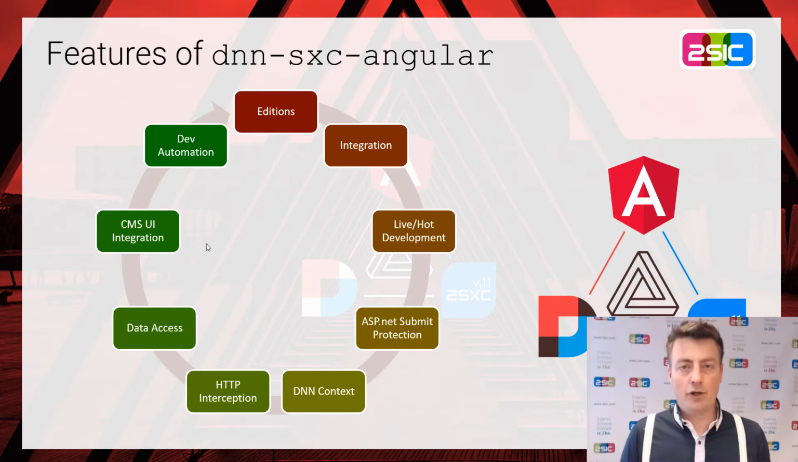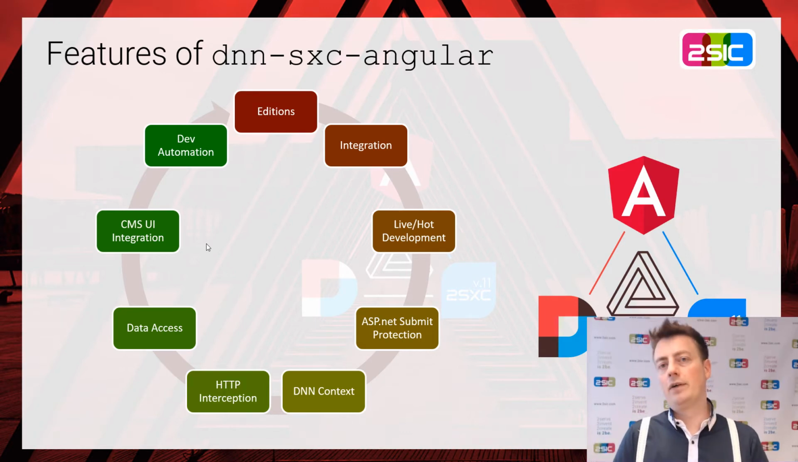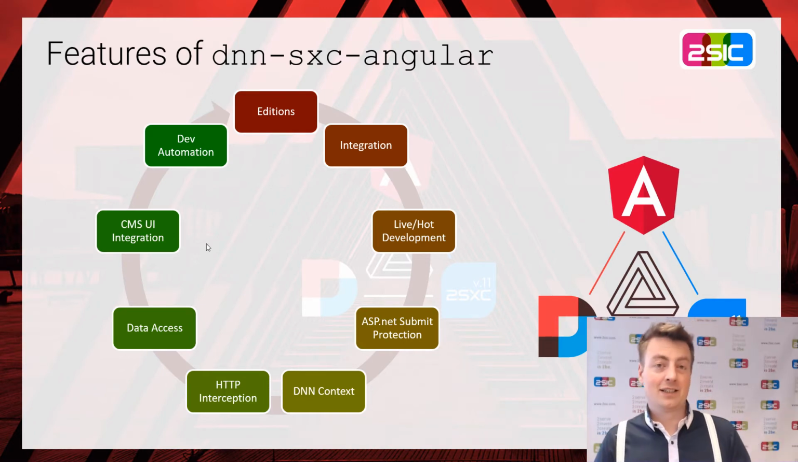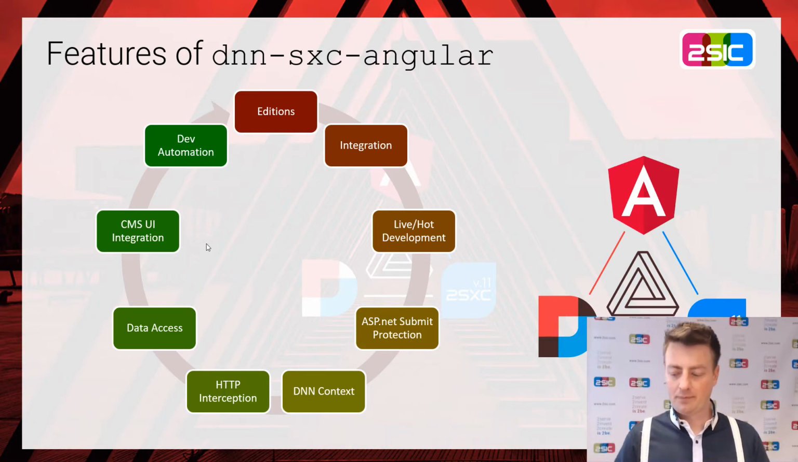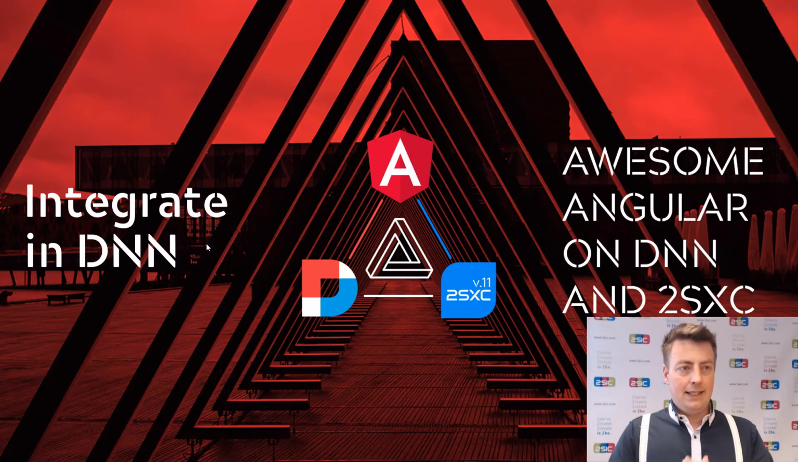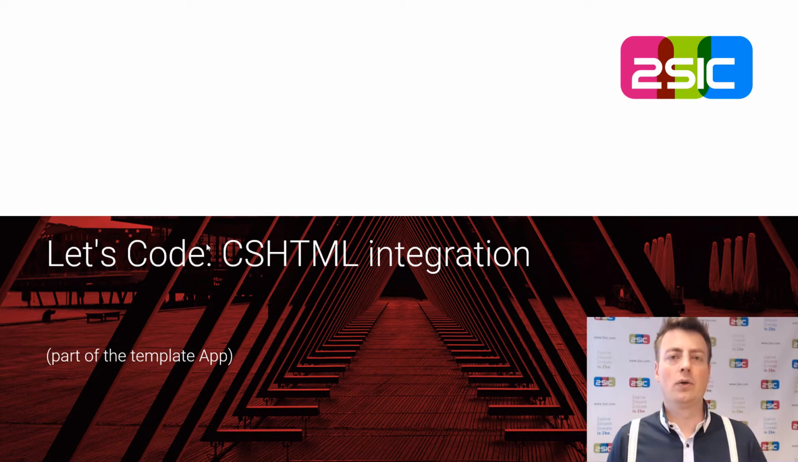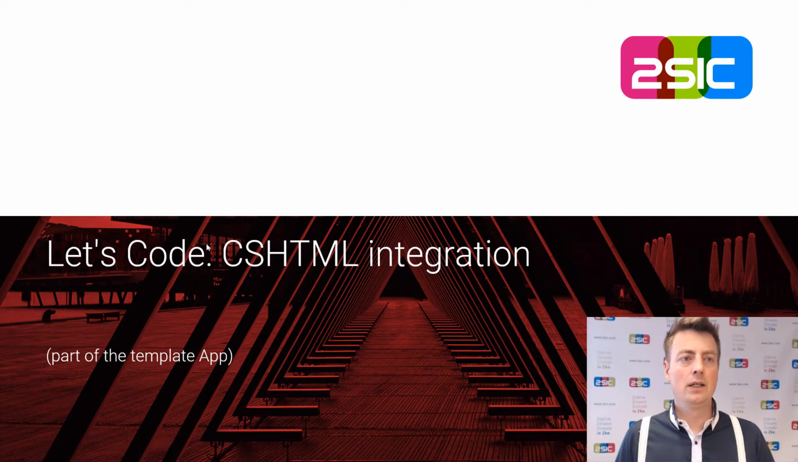And there's the whole dev automation to deploy the stuff that we're building. That's what we're all going to look at in the next about 30 minutes. Let's see how this whole thing integrates into DNN, because that's kind of tricky. And you'll see quickly, the code that we're going to look at is part of the template app, which again, you can just download and try for yourself. So let's have a look at this code.